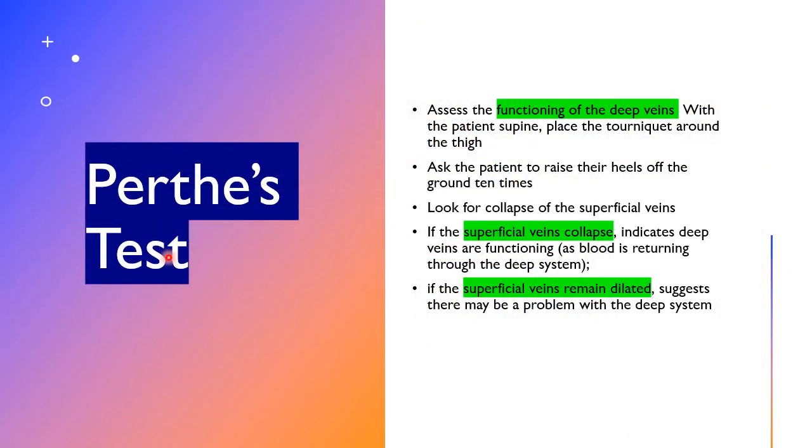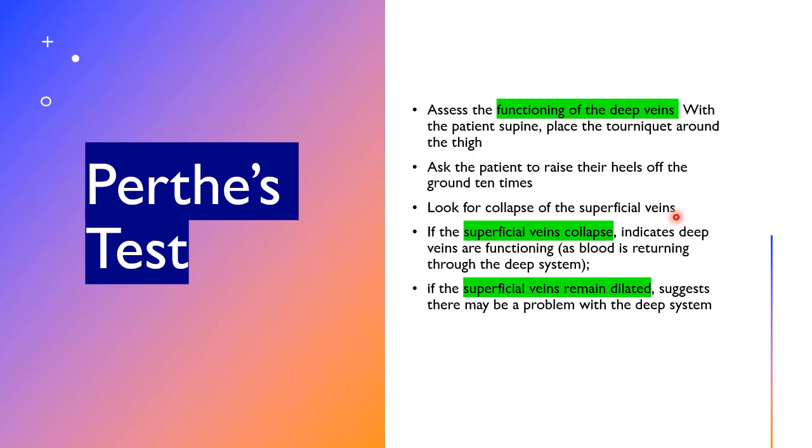Next, we come to Perthes' test. This is to assess the functioning of the deep veins, whether the deep veins are patent. With the patient again supine, place the tourniquet around the thigh. Ask the patient to raise their heels off the ground 10 times. That means you try to squeeze the calf muscles to act as a pump to squeeze the deep veins. Look for collapse of the superficial veins.